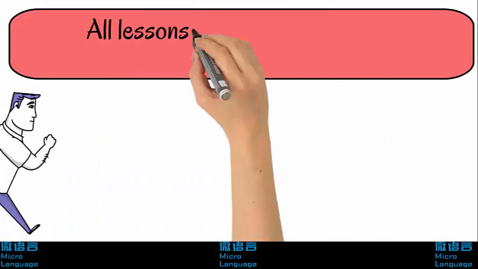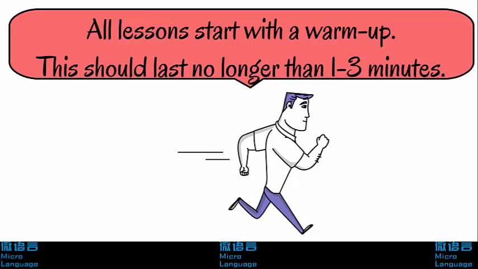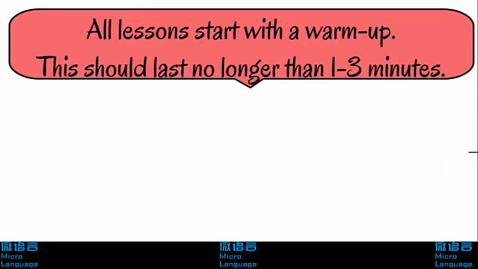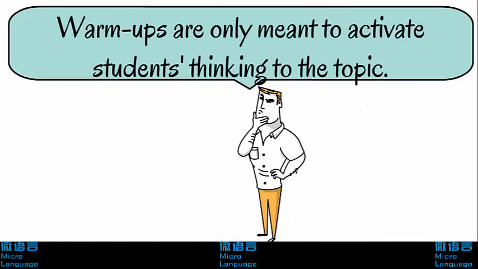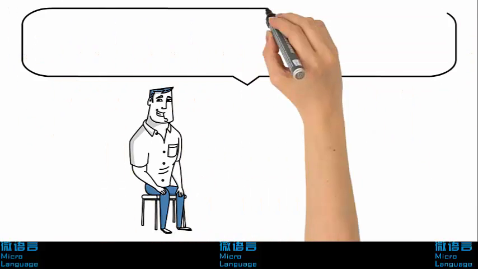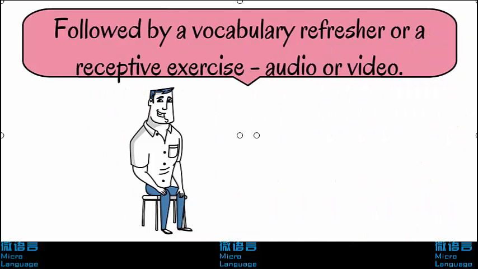The basic structure of every lesson, regardless of level, follows a standard pattern starting with a warm-up, which normally consists of 1 or 2 simple questions. This part of the lesson should only take 1 to 3 minutes. The warm-up is only meant to prepare students for the topic of the lesson, nothing more. This part is followed by either a vocabulary refresher or a receptive exercise such as listening, which could also be part of a short video.